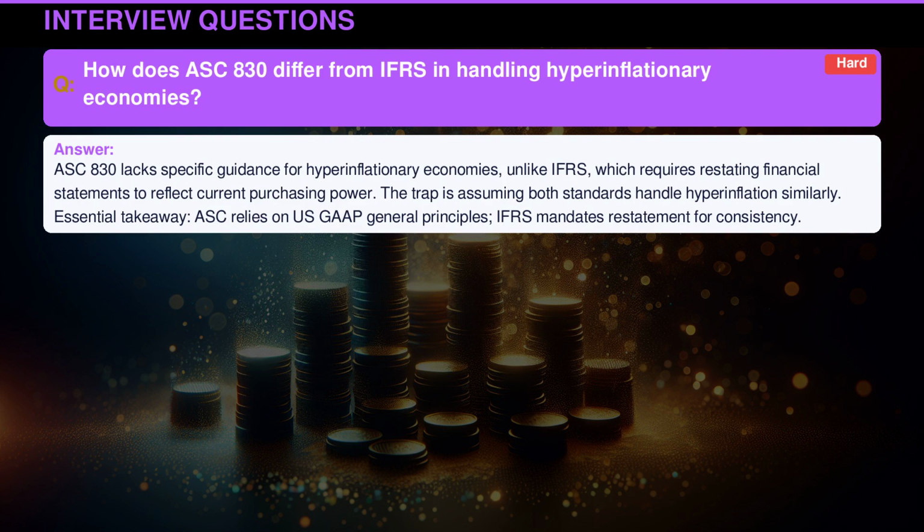ASC 830 lacks specific guidance for hyperinflationary economies, unlike international financial reporting standards, which require restating financial statements to reflect current purchasing power. The trap is assuming both standards handle hyperinflation similarly. Essential takeaway: ASC relies on U.S. generally accepted accounting principles, general principles. International financial reporting standards mandates restatement for consistency.